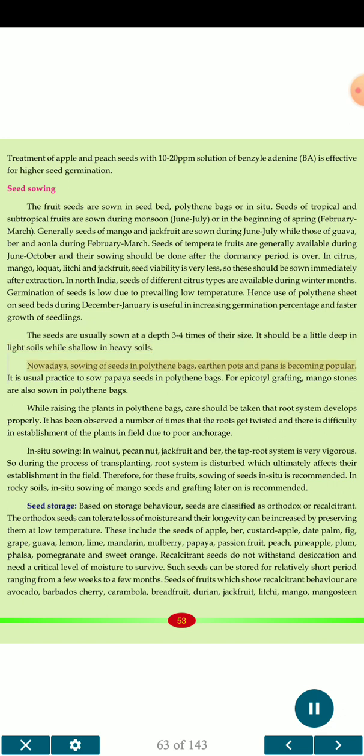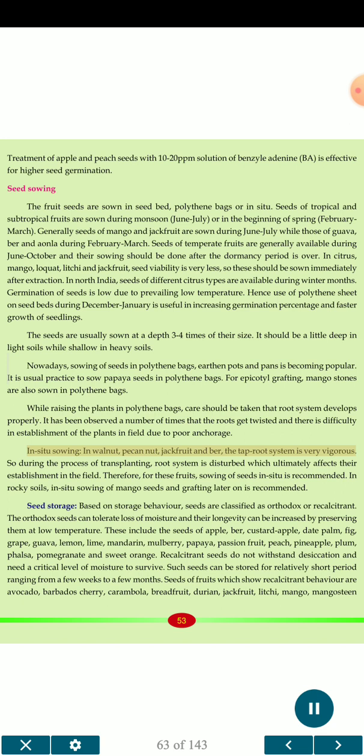Nowadays, sowing of seeds in polythene bags, earthen pots and pans is becoming popular. It is usual practice to sow papaya seeds in polythene bags. For epicotyl grafting, mango stones are also sown in polythene bags. While raising the plants in polythene bags, care should be taken that root system develops properly. It has been observed a number of times that the roots get twisted and there is difficulty in establishment of the plants in field due to poor anchorage.